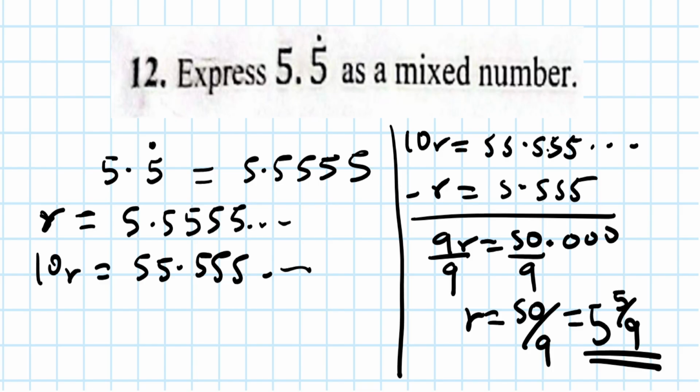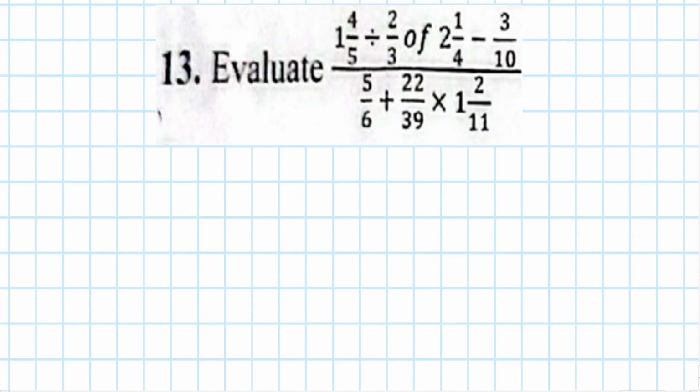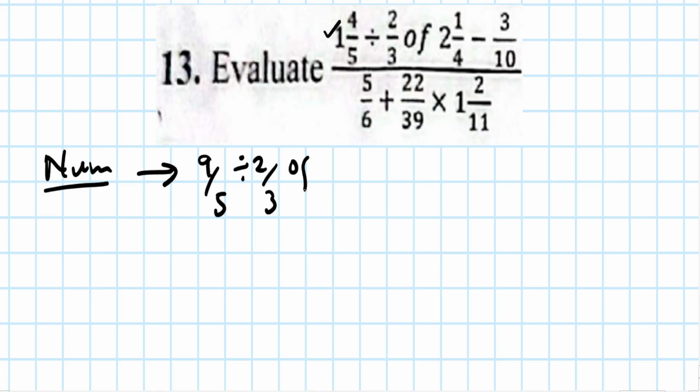Yes. Yeah. So let's go to the other question. Okay, the second last question. Evaluate 1 4 over 5 divided by 2 over 3 of 2 1 over 4 minus 3 over 10, all over 5 over 6 plus 22 over 39 times 1 2 over 11. So here let's just do the numerator and the denominator. This is a little easy. Okay, the numerator 1 4 over 5 is written as 9 over 5 divided by 2 over 3 of 2 1 over 4, which is written as 9 over 4, 4 times 2 plus 1, then minus 3 over 10.